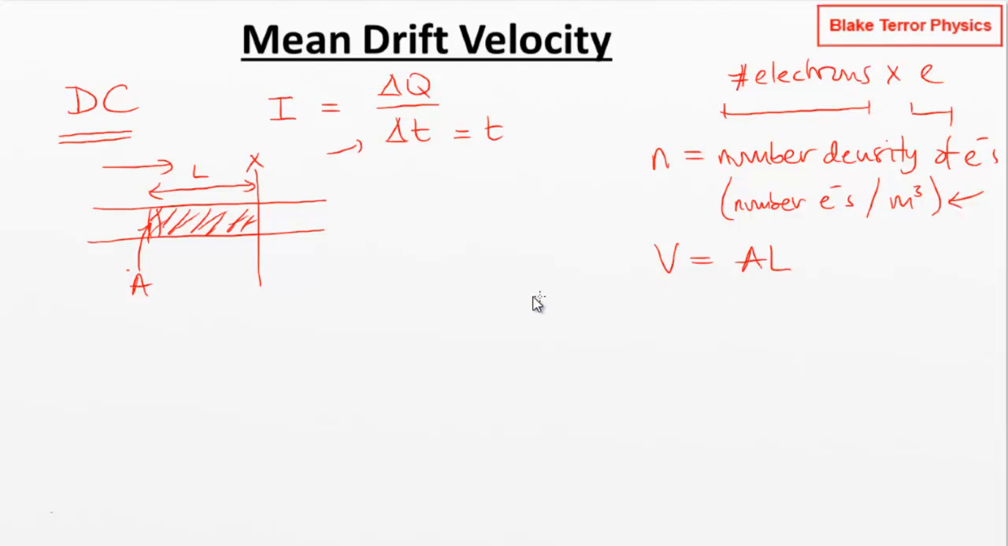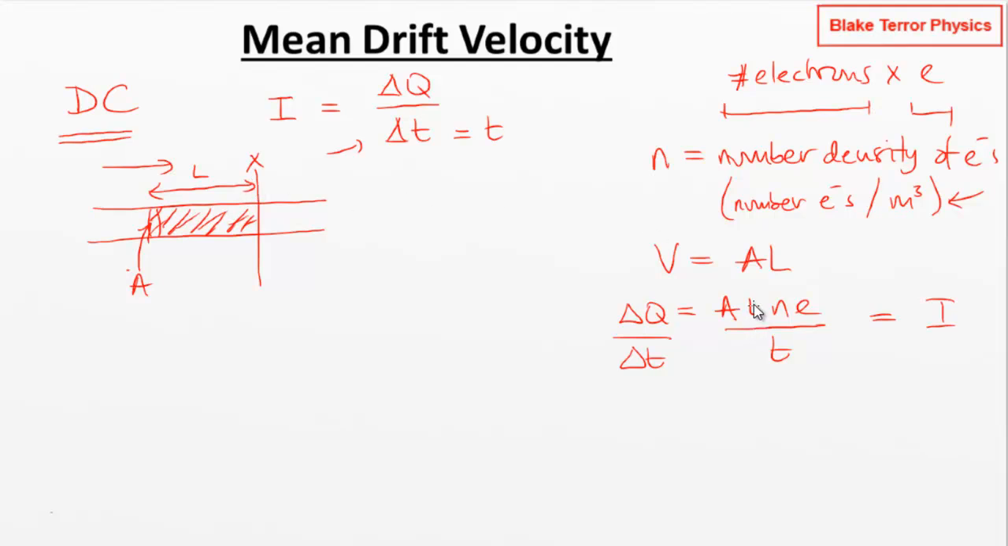So we just need to put all of this together, which gives us that delta Q is going to be equal to our volume, A times L, multiplied by our number density, N, and then multiplied by the charge on the electron, e. Then we need to divide this by delta T, which is just T. So we've now got a nice equation for our current.